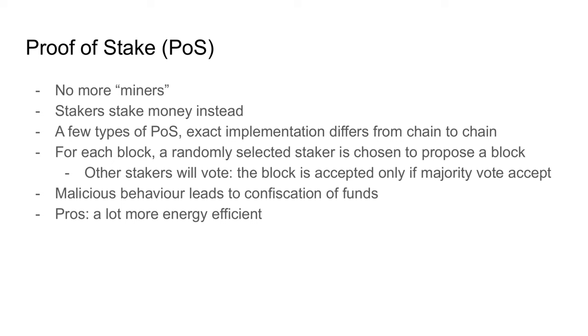There's a few implementations differing from chain to chain, but the rough idea is that to generate each block, instead of miners racing to form the block, you randomly select a staker, and the staker will propose a block, and other people will vote whether it's correct or not. The idea is that it'll be accepted if it's a majority vote, and if anybody tries to misbehave, because they have put money in this vault, you can confiscate it from them. So this disincentivizes malicious behavior. This is a lot more energy efficient. There's still some problems with it, which I'll talk about soon.